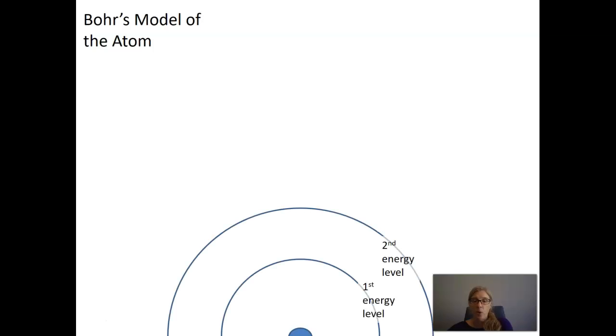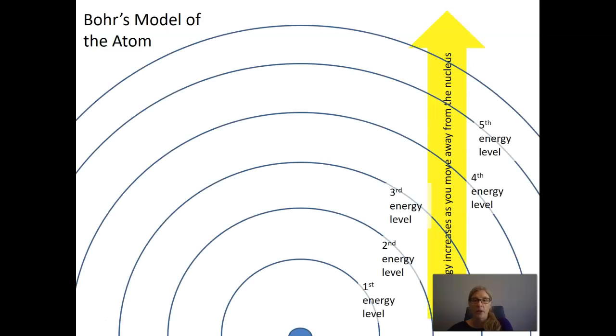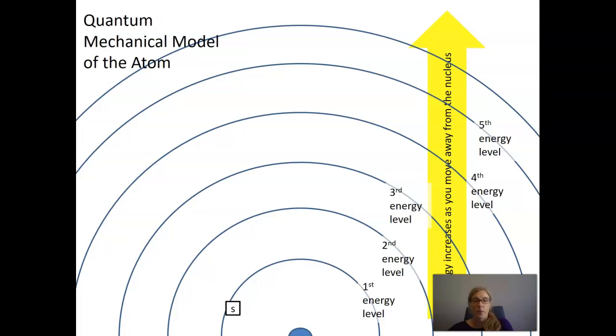So we started with Bohr's model of the atom with the numbered energy levels. The farther away from the nucleus we get, the higher the energy level. And then we're adding on these sublevels in the quantum mechanical model, and the orbitals. The first energy level only has an S sublevel, which is made of one orbital. The second energy level has S and P. The S still has one orbital. The P now has three orbitals.